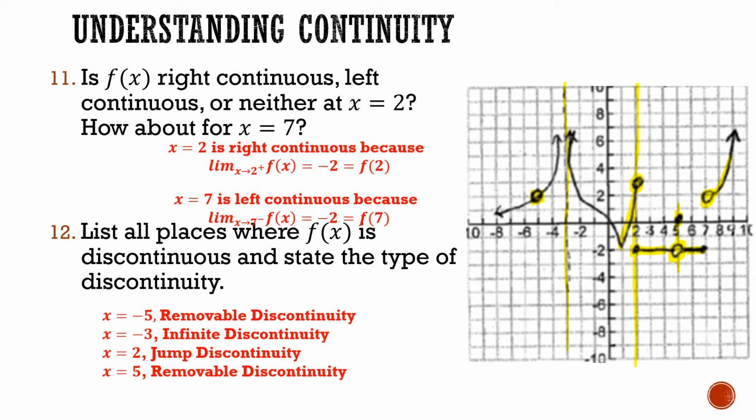And then the very last one we have is at x equals 7. Again, I'm down here on the left-hand side, I'm down at -2. And on the right-hand side, I'm up at 2. So our graph literally jumped places. And so we call that a jump discontinuity.